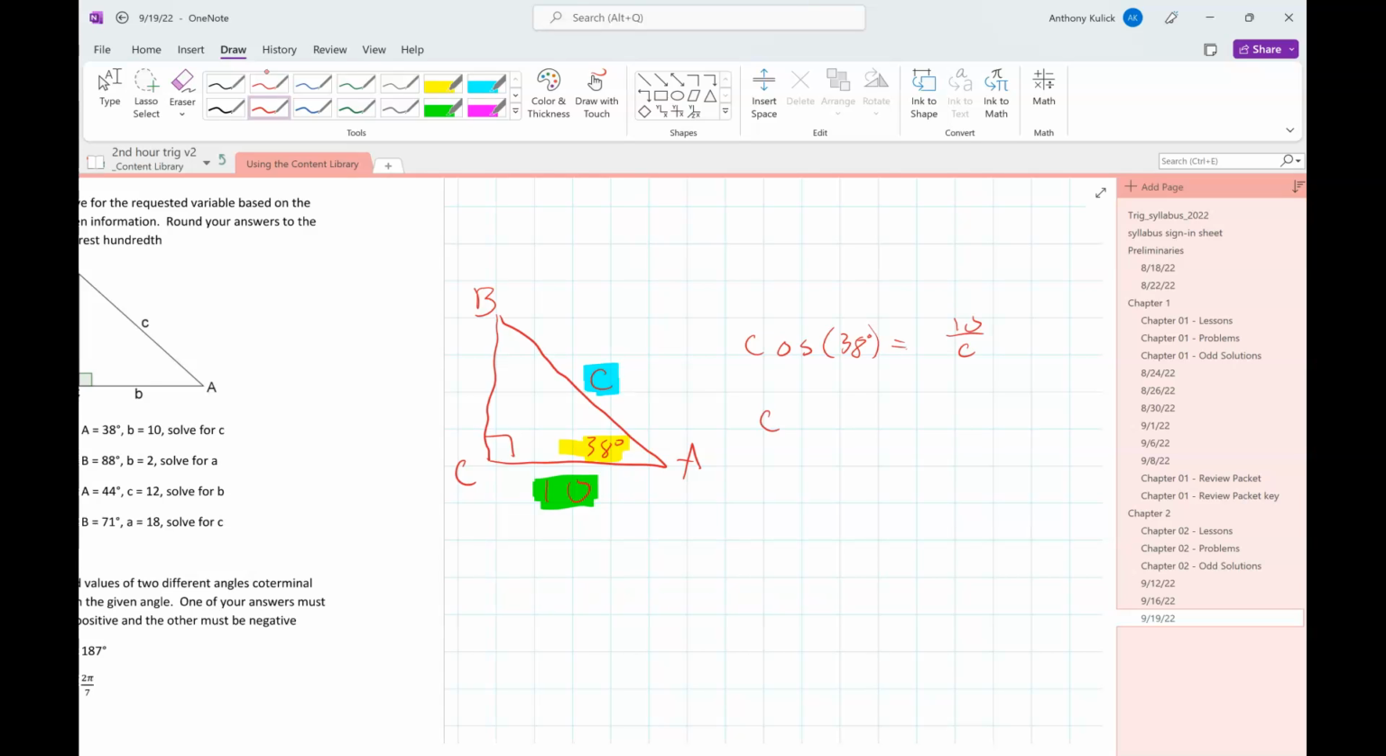And now it's just algebra time, so I'll multiply both sides by C. And then divide both sides by cosine 38. And then it's just calculator time from there. What do you have to be careful about with your calculator? You'd have to make sure it's in degrees to type that in, right? I think there's been problems before this where you had to reset it to radians to do like cosine of 1.7 radians or something. So you have to be careful there that you're moving your mode back and forth appropriately.